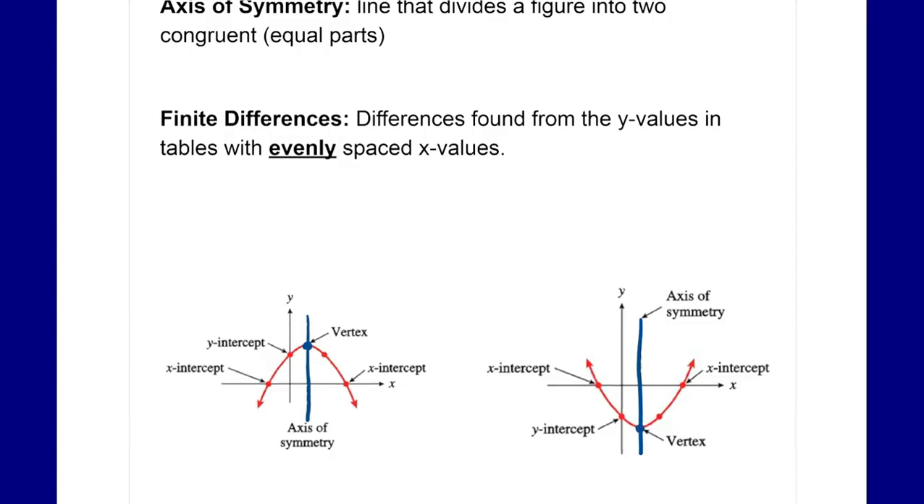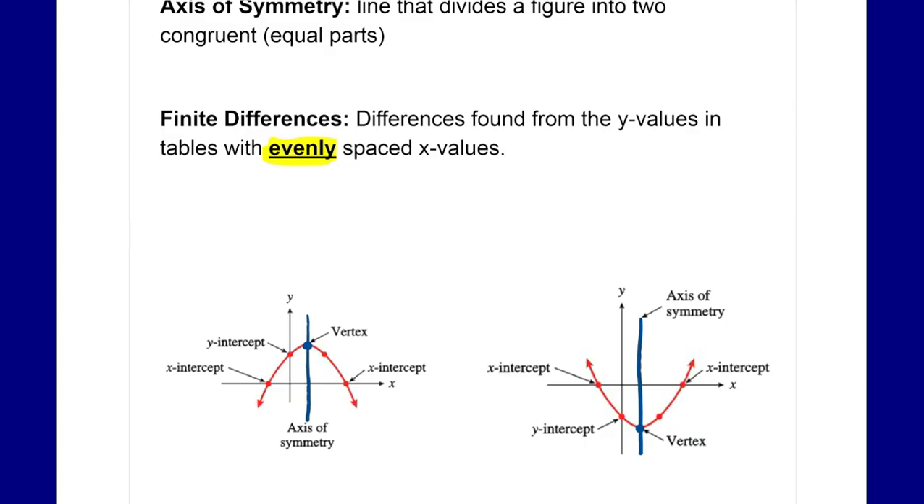Now, finite differences. We probably looked at finite differences in previous years back in grade 9. Maybe you didn't refer to them as finite differences. You may know them as first differences, but these are the differences that are found from the y values in tables with evenly spaced x values. And evenly spaced is a key term here. We do want the x values to be evenly spaced when we're looking for the difference, or the change, in the y values.